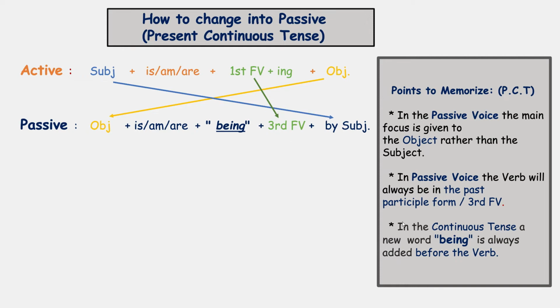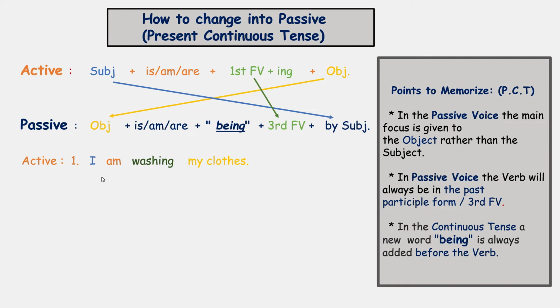Now here is where things get a bit tricky. This is the most important point to memorize in continuous tense. I will read it out, listen to me very carefully. In the continuous tense, a new word, being, is added before the verb. If you see that the tense is continuous, in the passive voice you will always add being before the third form of the verb. Understood? Now the sentence we have is: I am washing my clothes.